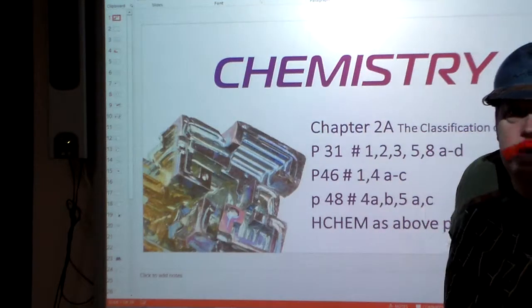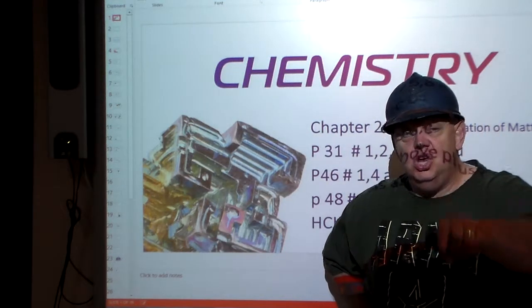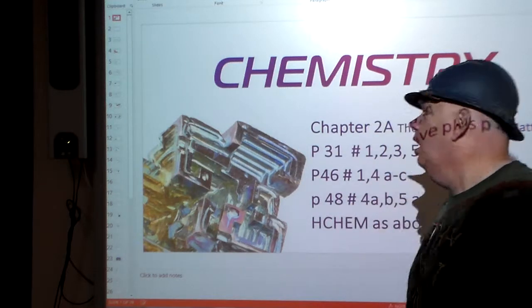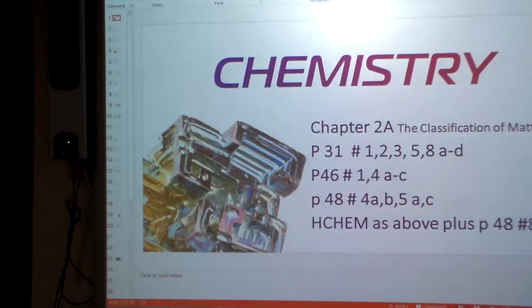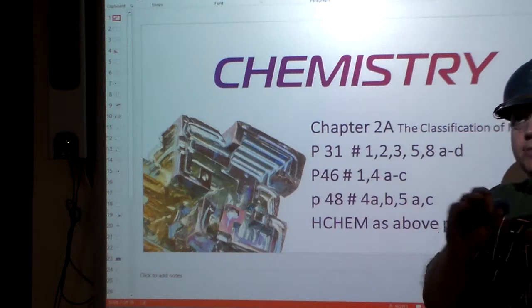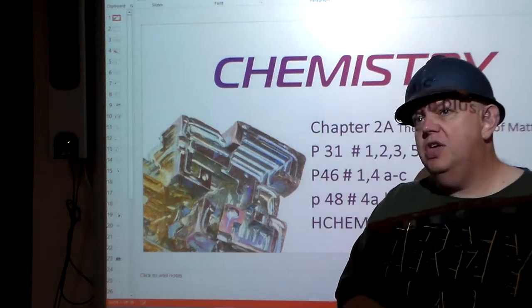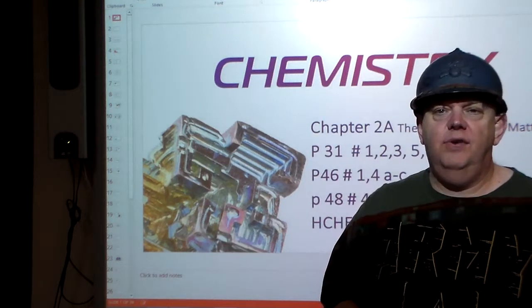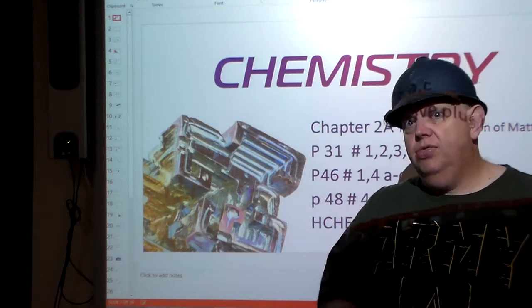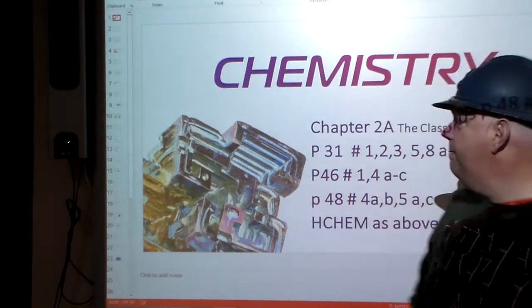All right, ladies and gentlemen, here we are with the second chapter, chapter 2 of Chem. We're looking at the classification of matter, and this chapter is broken down into two parts. One deals with energy, one deals with how do we classify matter. And we're going to deal with the first part, how do we classify matter.